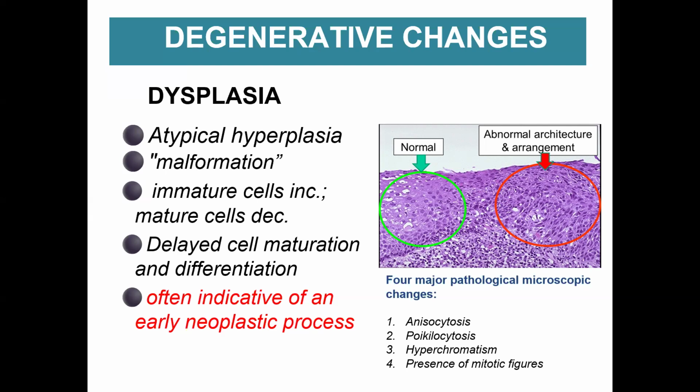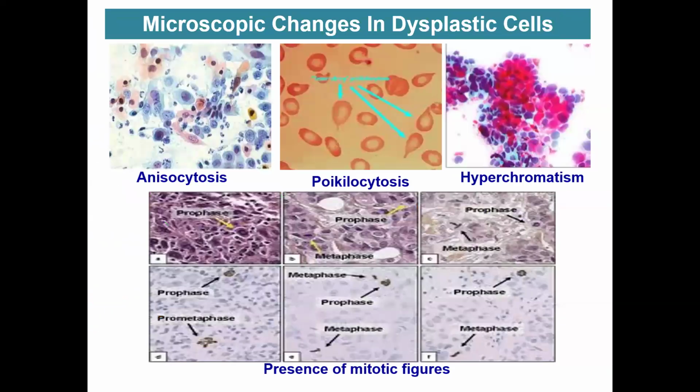So we have here, as also discussed in the last meeting, the four major pathological microscopic changes. Basically, this is the normal cell or normal histology. As you compare here with the abnormal architecture and arrangement, there is a difference. So there is poikilocytosis, anisocytosis, and hyperpigmentation or hyperchromatosis. Upon further magnification, you would also see the presence of mitotic figures. Here, shown in the picture, are the anisocytosis, poikilocytosis, the hyperchromatism, and the presence of mitotic figures.